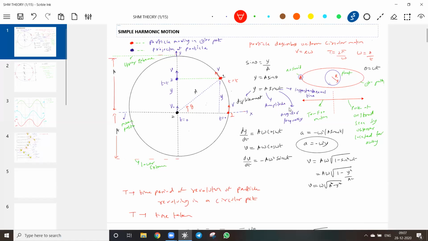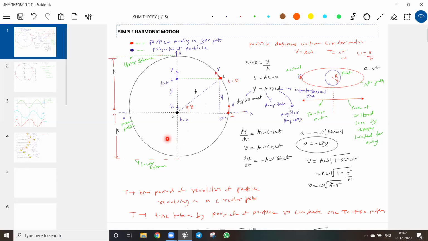Time taken by projection of particle one to and fro motion. Is it okay? I think both are same. No? By the time the particle completes one revolution, its projection will complete one to and fro motion. I'll call this as time period.